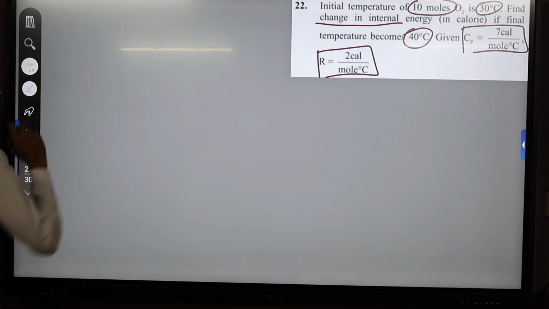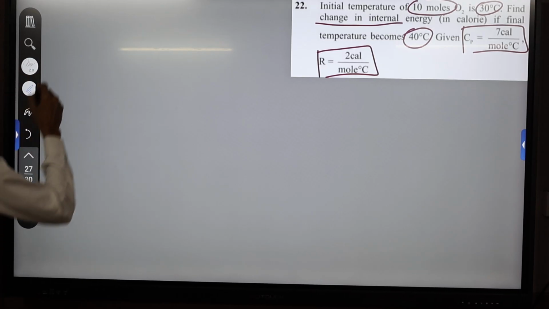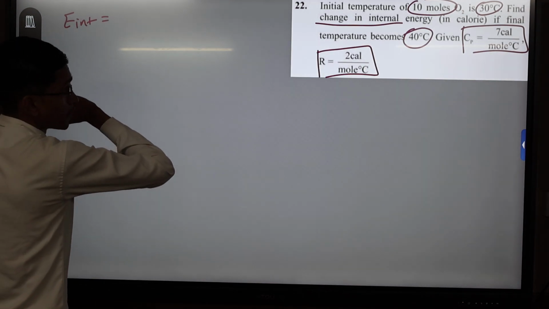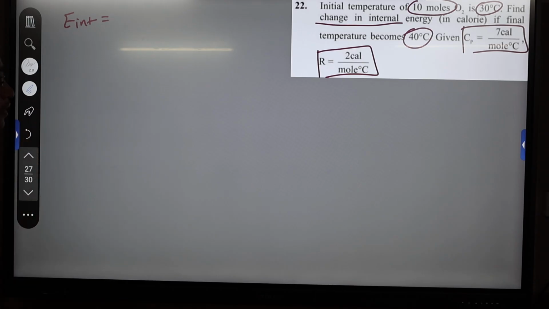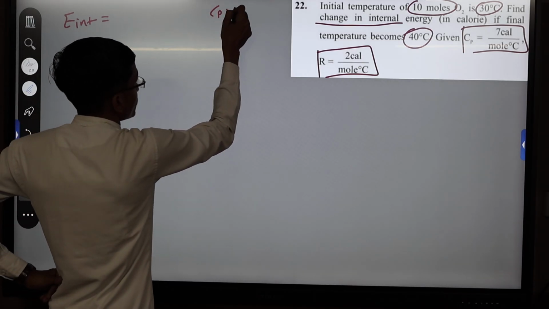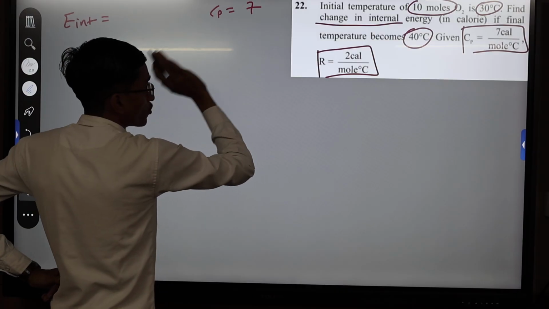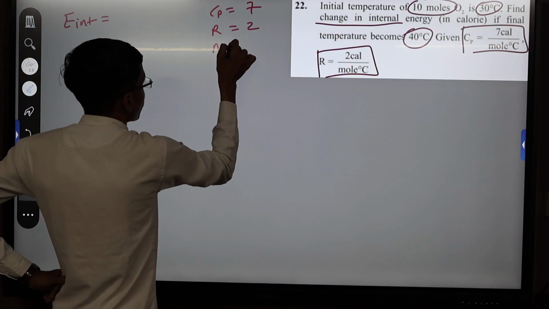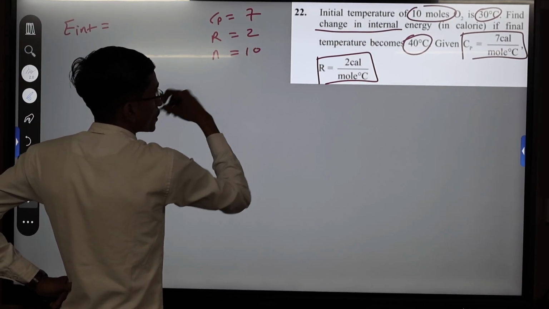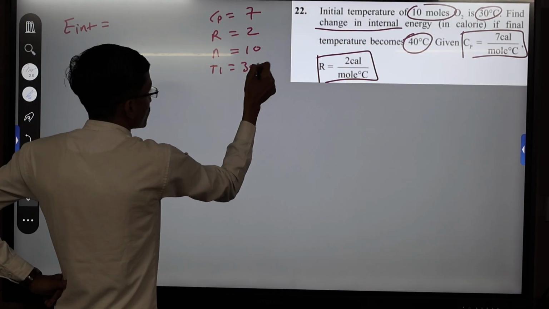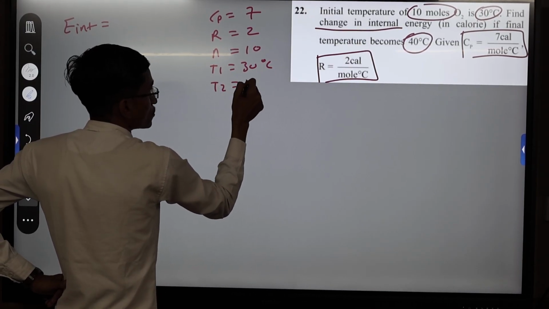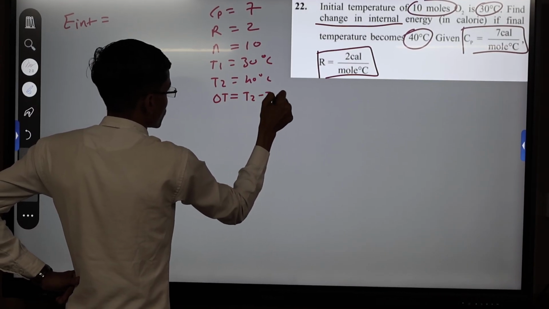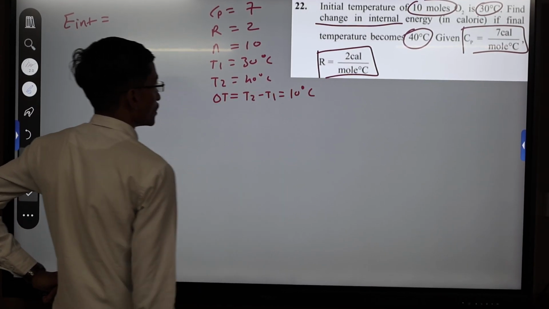Okay, we have a formula for the change in internal energy. First of all, the data: Cp is equal to 7 calorie per mole per degree Celsius, R is equal to 2, number of moles n is equal to 10, T1 is equal to 30 degrees Celsius, T2 is equal to 40 degrees Celsius. So delta T is equal to T2 minus T1, which is 10 degrees Celsius.